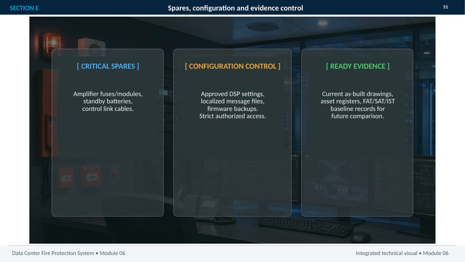Finally, ready evidence provides the reference point for future decisions. Current as-built drawings, asset registers, and FAT, SAT, and IST baseline records allow teams to compare the installed system against its approved and tested condition. Together, these controls support faster restoration, safer changes, and more confident troubleshooting over the life of the data center fire protection system.